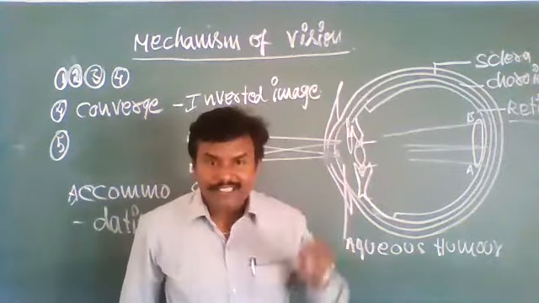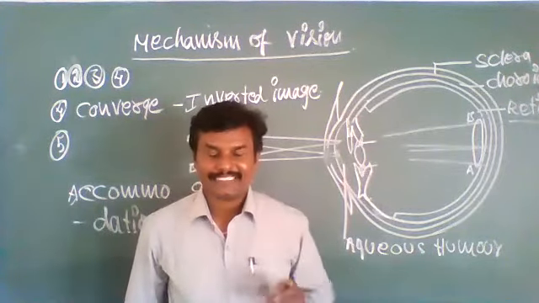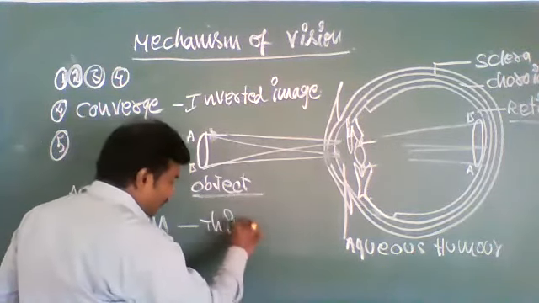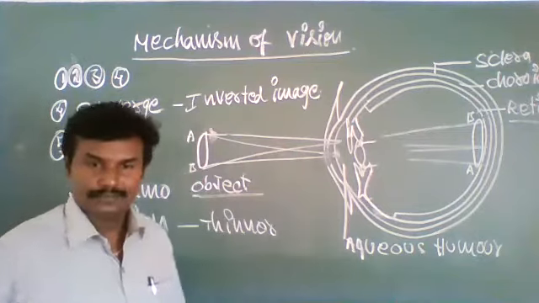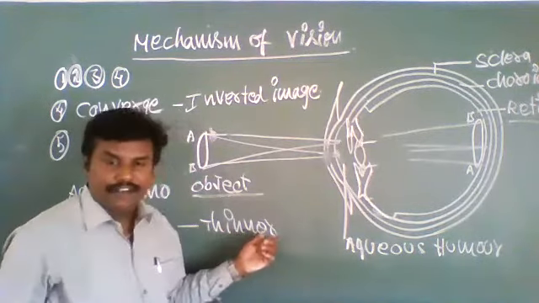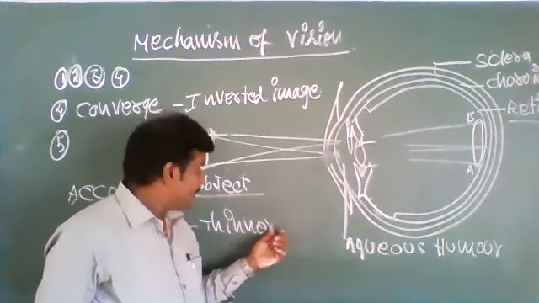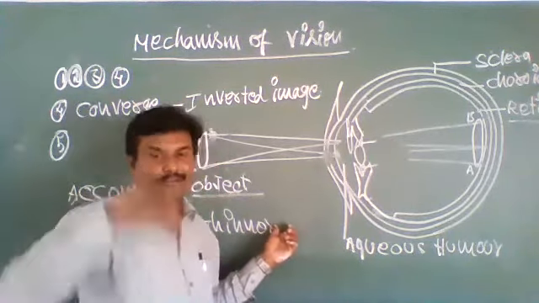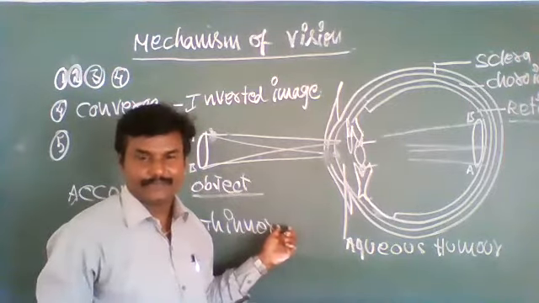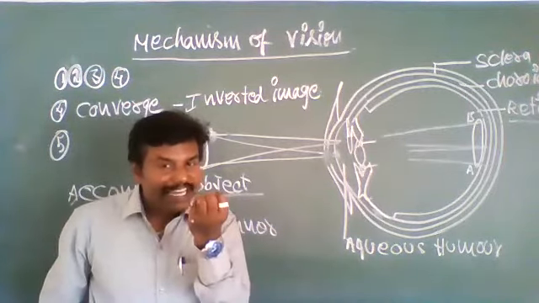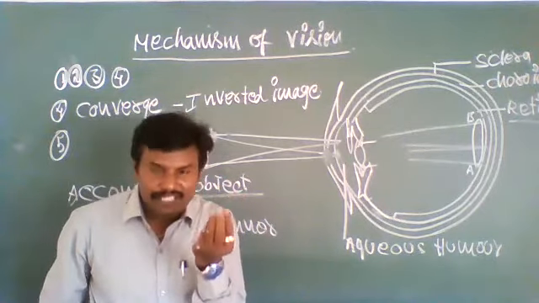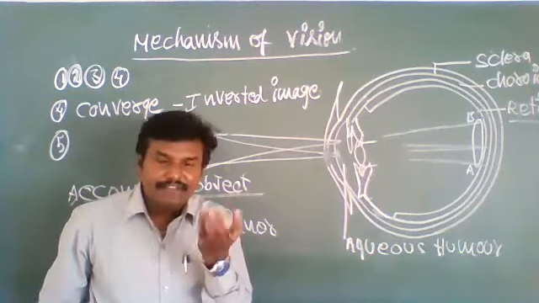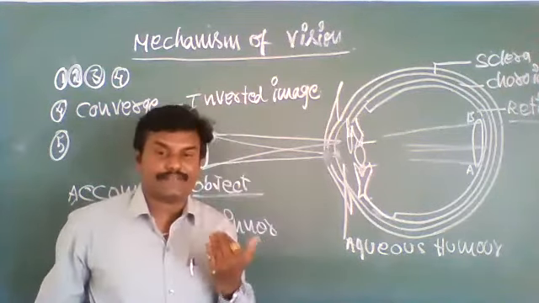the lens becomes thinner. The lens becomes thinner for focusing light rays from a far away place. So when the ciliary muscles are relaxed, the lens becomes thinner and focuses light rays from a distant place on the retina.